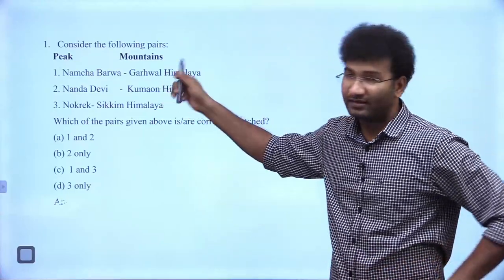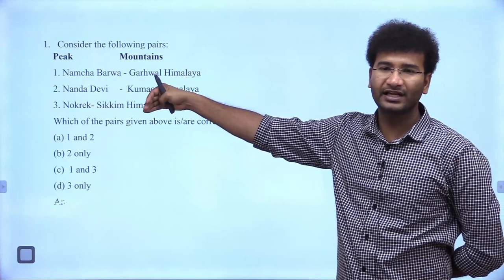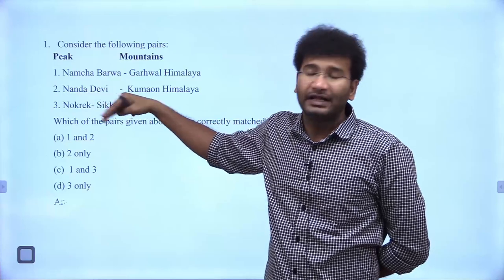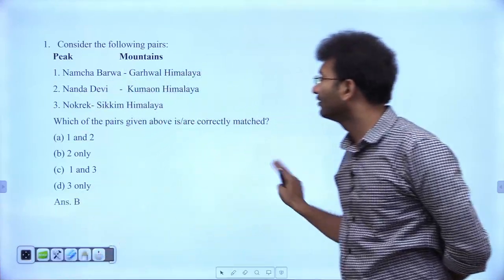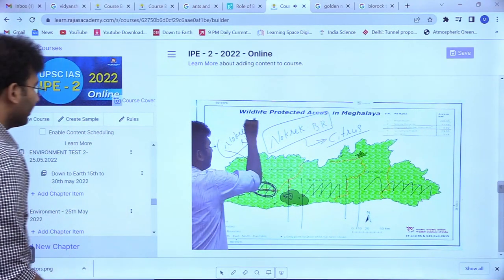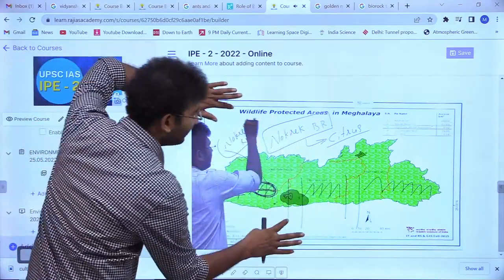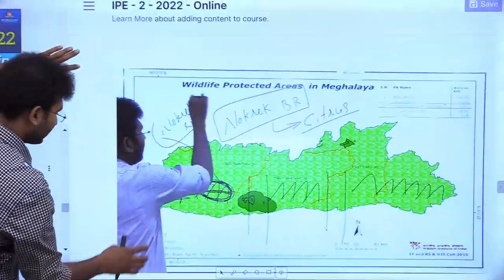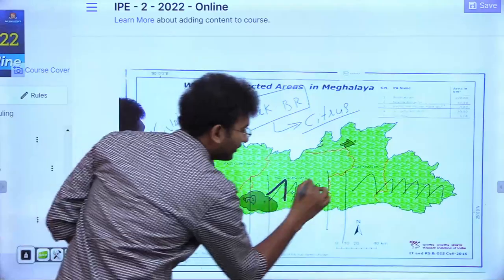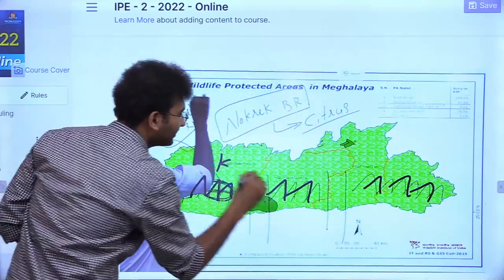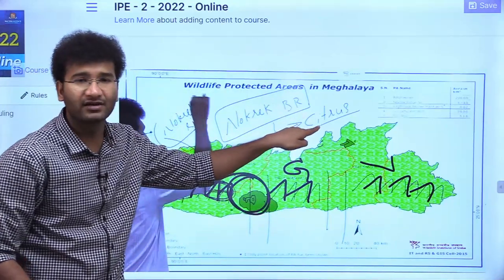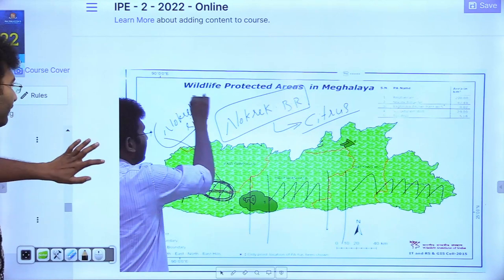See, in the previous topic, when this question figured, I told you that this question can be addressed in a different way. I told you about Nanda Devi, but in some other classrooms, we covered this on the day of environment, 25th of May. In this classroom, I have clearly mentioned that there are three ranges of hills here in Meghalaya. This is Khasi, Garo, and Jaintia Hills. And here you have Nokrek Biosphere Reserve.